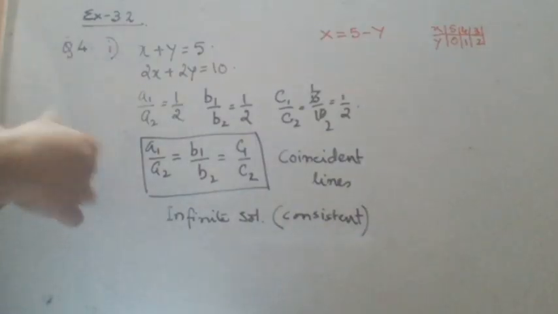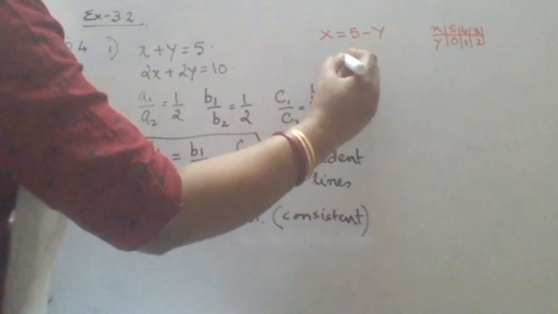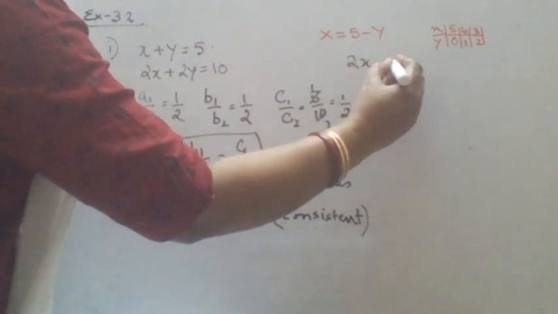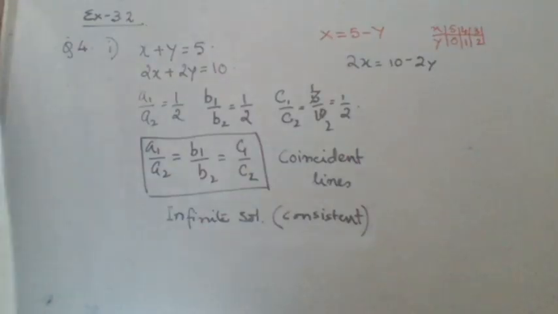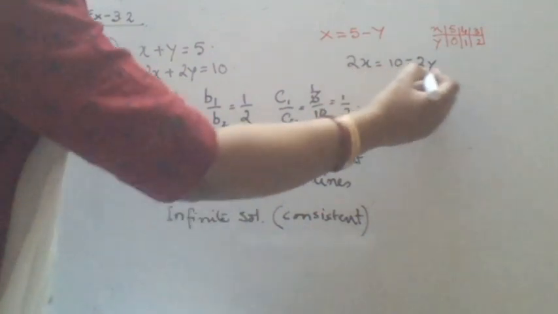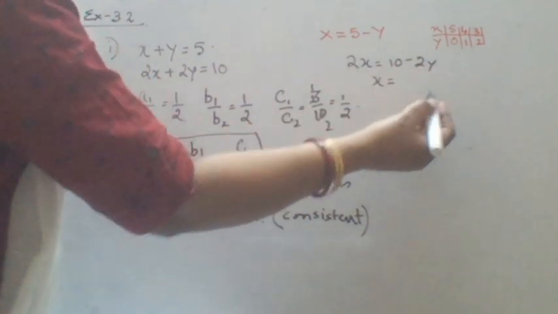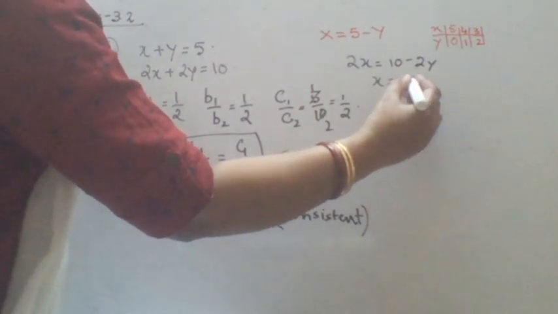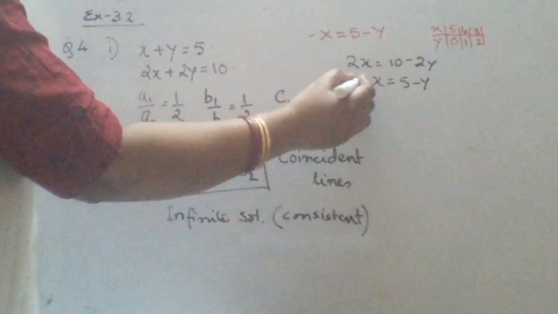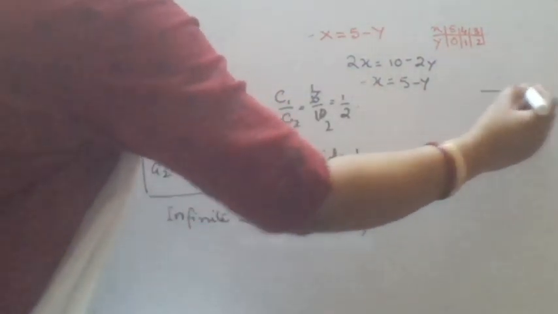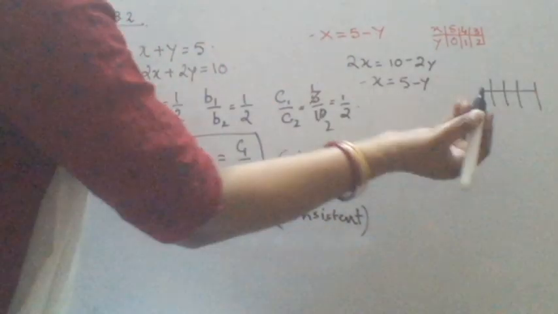Now another one. This is your 2x. You can say 2x is equal to 10 minus 2y. So if you take 2 common from both these sides, divide the left hand side and right hand side by 2, you get x is equal to 5 minus y. So the same equation. You try some other points for this one, or you can take this one as well. You see, these two are going to give you the same line.